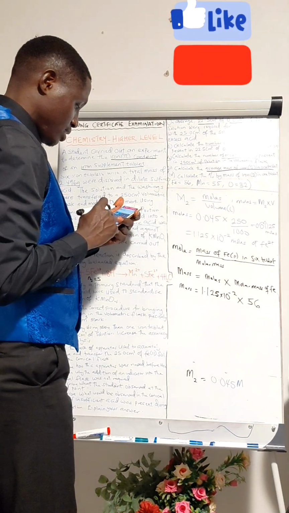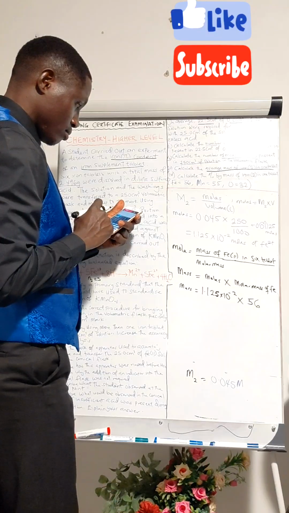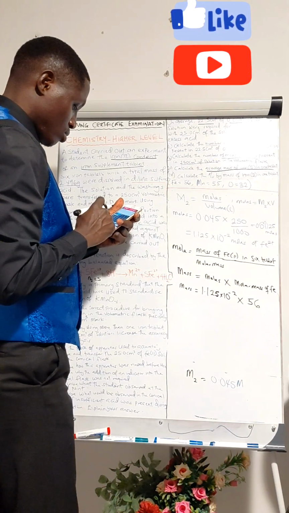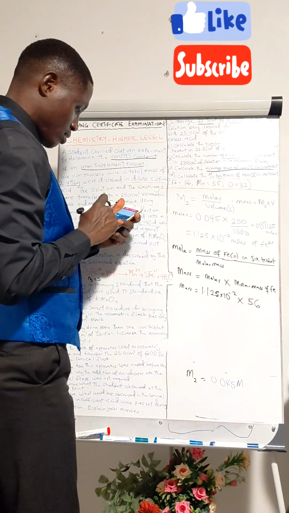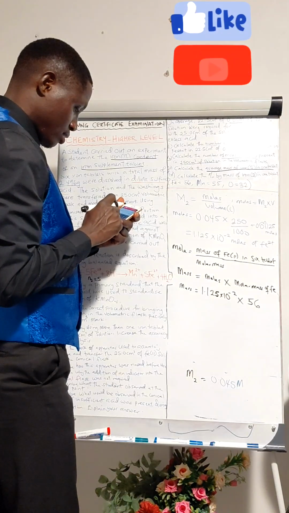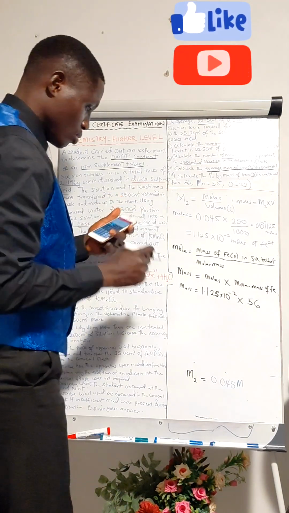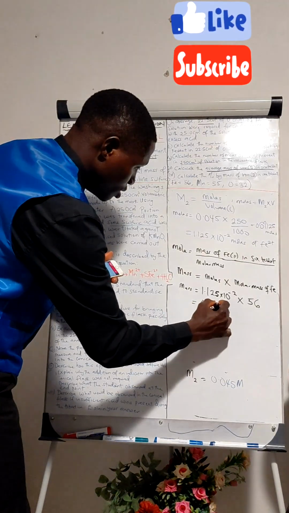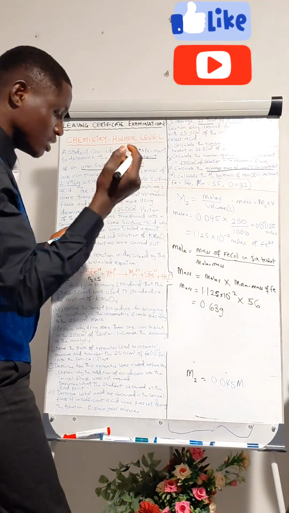1.125 times 10 raised to power minus 2 times 56. So we are getting 0.63 gram for the 6 tablets. Don't forget, this is for the 6 tablets.